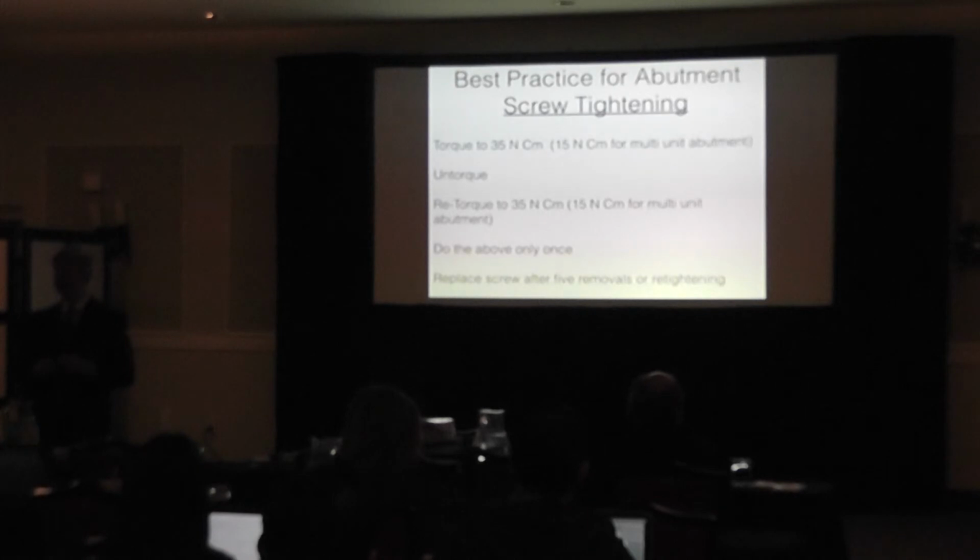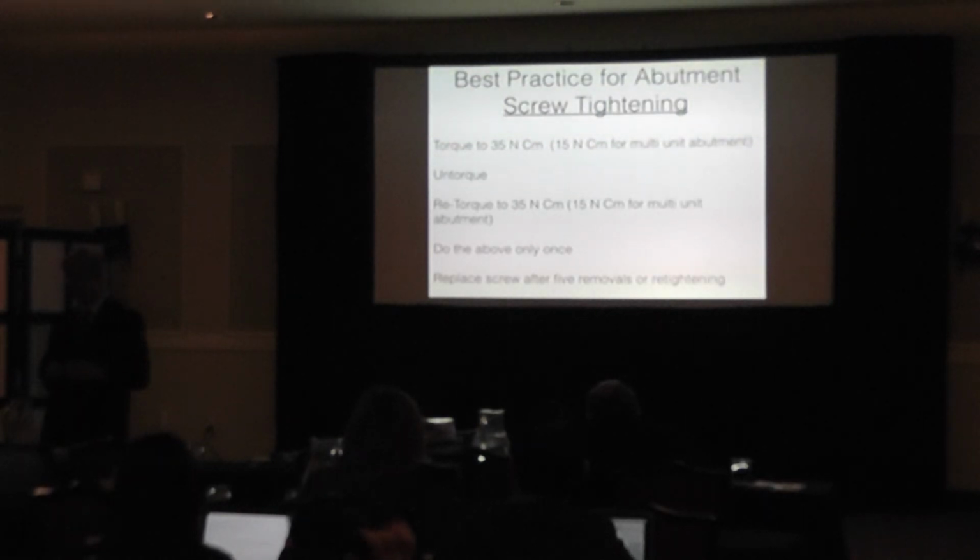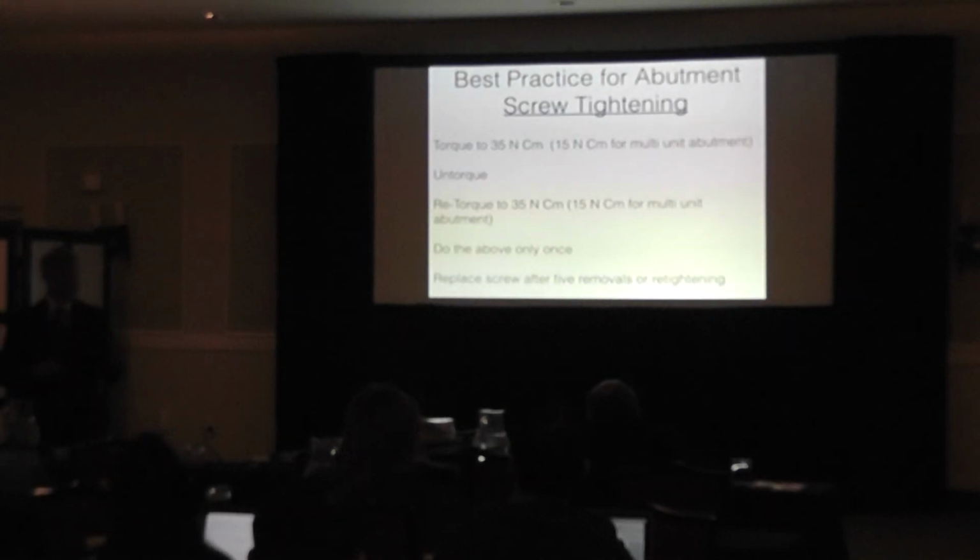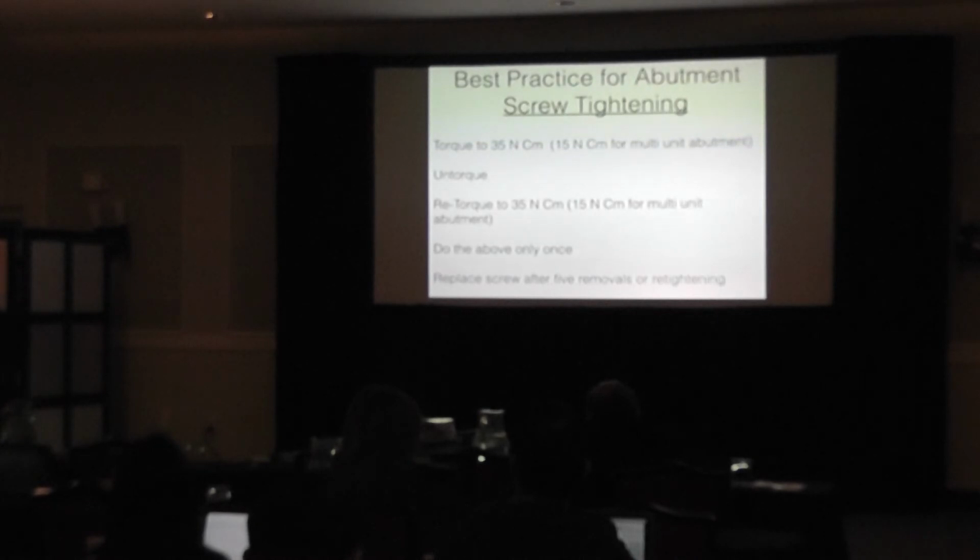A lot of the labs will send you a lab screw and a pristine new screw to put in. That's a great thing if you get that from them. You want to make sure that you don't use the lab screw as your final screw. Screws are expensive. Multi-unit abutment screws are almost $100 apiece, so you want to loosen and re-screw as infrequently as you possibly can.